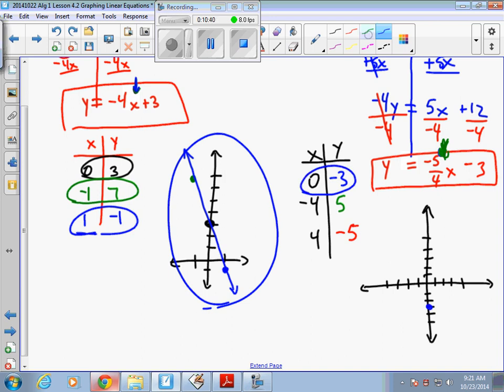Your next one, -4, +5. You go to the left 4 and you go up 1, 2, 3, 4, 5. And the last one, 4, -5. You go to the right 4 and you go down 1, 2, 3, 4, 5. I feel as if I made a mistake somewhere. Let me check it. Things are misaligned.